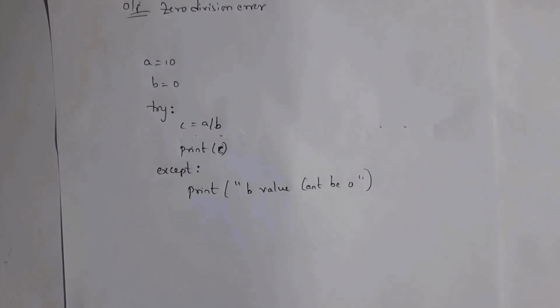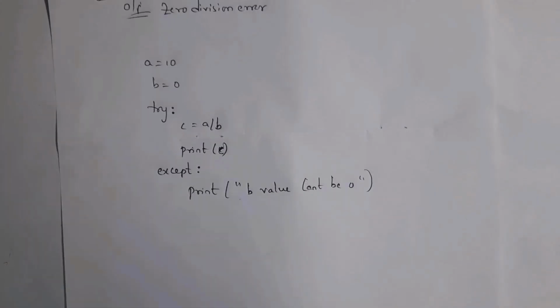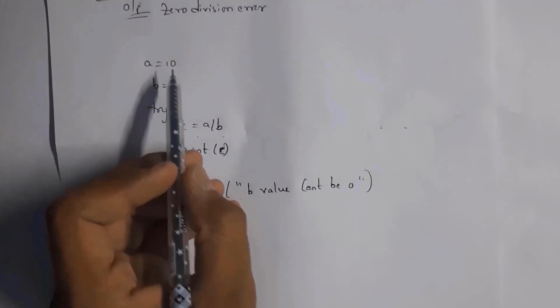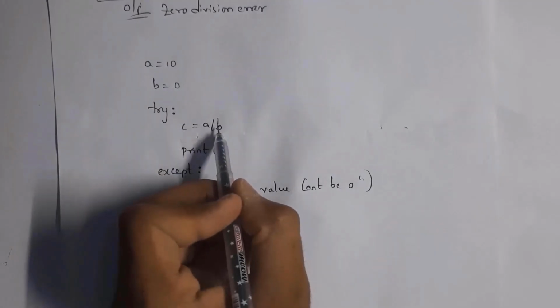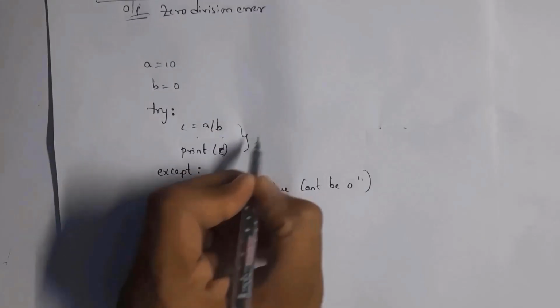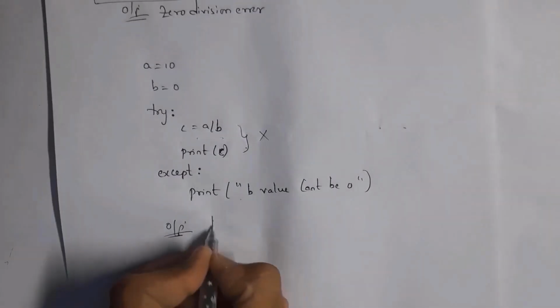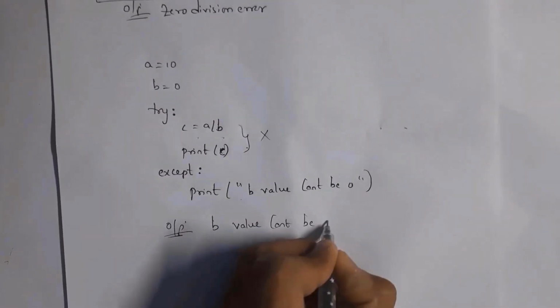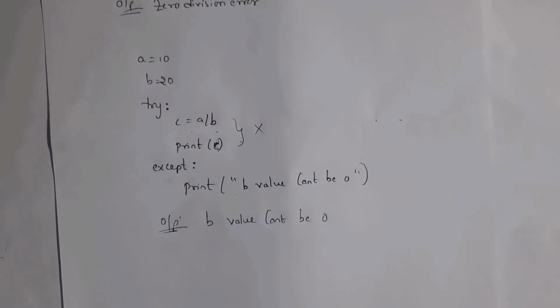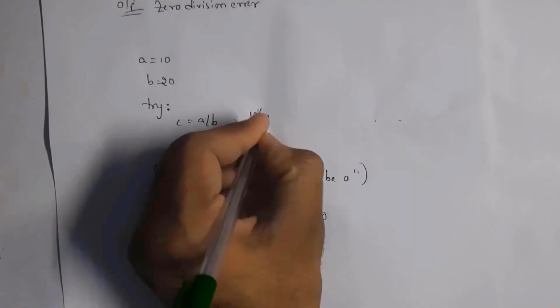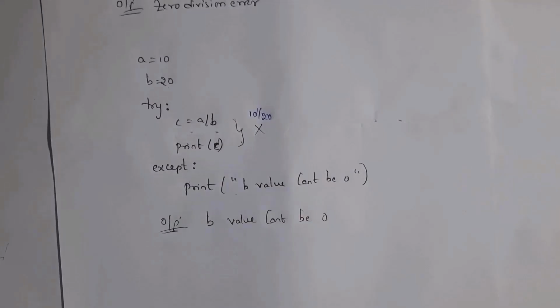If an exception does not occur, then whatever code is present inside the try block will be executed. But whenever an exception occurs, then whatever code is present inside the try block will not be executed, and whatever code is present inside the except block will be executed. So here I gave a equal to 10 and b equal to 0. We cannot divide any number by 0. It will skip this code, and whatever code is present inside the except block will be executed. So I will get the output: b value can't be 0. This is my output. But in place of b equal to 0, if I give b value as 20, then 10 by 20, that is 1 by 2, equals 0.5.